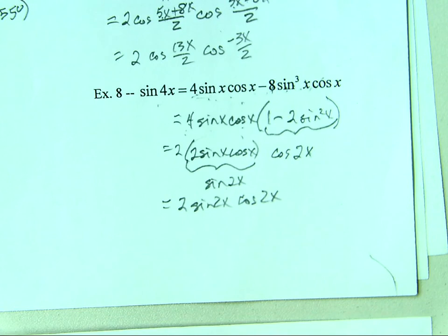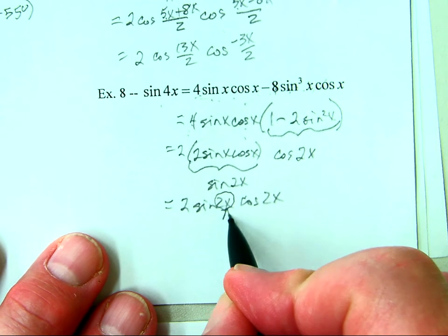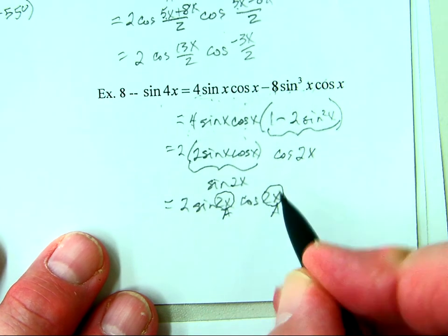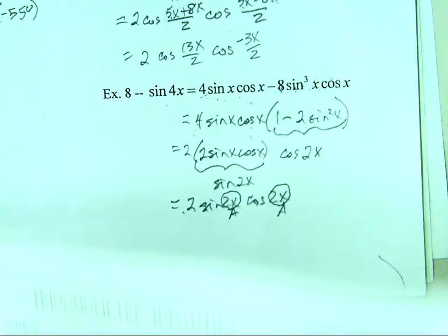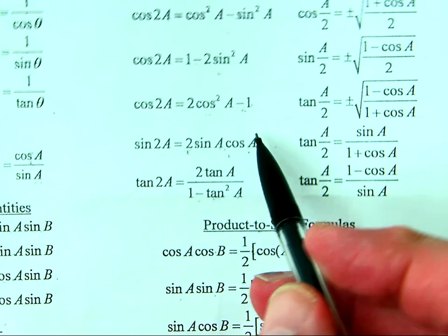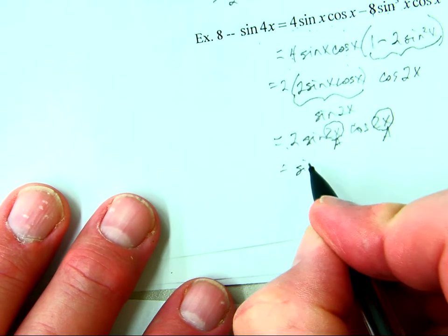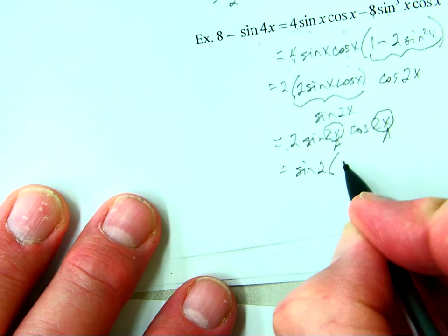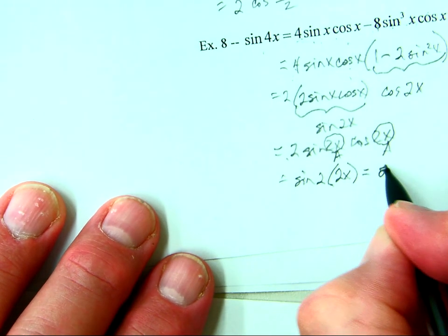Now we're not quite done, because if you look at that, if I said 2x is A, doesn't that say 2 sine A cosine A? 2 sine A cosine A. So that matches that identity, but now A is 2x. So if we go to the left side, if A is 2x, that equals the sine of 2A, and we said A was 2x, so it looks like that. Well, that's the sine of 4x.